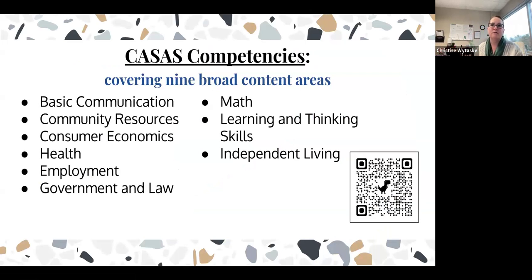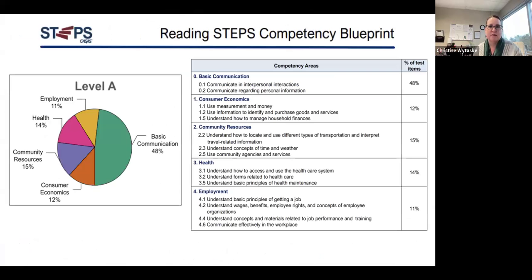Okay, so if you haven't dug into those or looked at them recently, I would highly recommend taking a look to refresh your memory. Again, with the STEPS test, you can pull reports and get information by test level. So here's an example of the CASAS competencies in the level A test. On the left, we've got the chart that shows what percentage of questions fall in each of the categories. The competency area gives you a nice breakdown of the different competencies that are available, and which ones tie to this specific level of test.